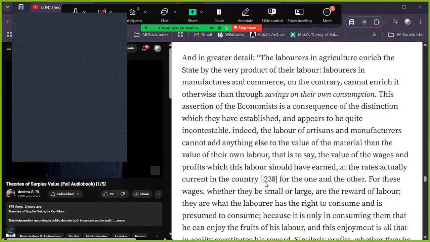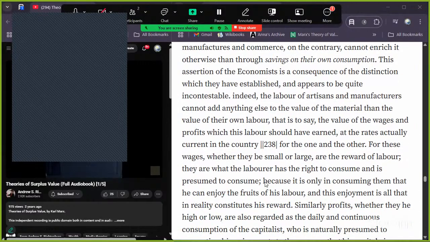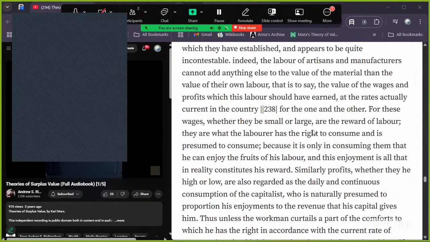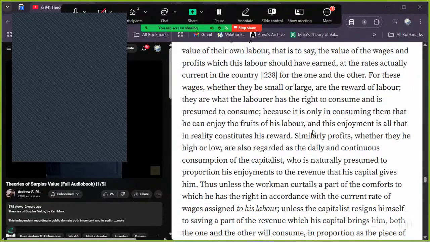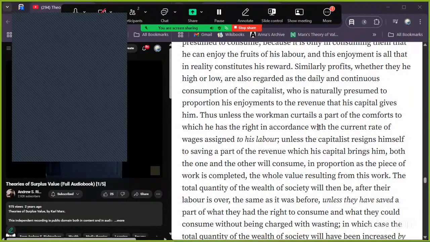This assertion of the economists is a consequence of the distinction which they have established and appears to be quite incontestable. Indeed, the labor of artisans and manufacturers cannot add anything else to the value of the material than the value of their own labor, that is to say, the value of the wages and profits which this labor should have earned at the rates actually current in the country for the one and the other. For these wages, whether they be small or large, are the reward of labor. They are what the laborer has the right to consume, and is presumed to consume, because it is only in consuming them that he can enjoy the fruits of his labor, and this enjoyment is all that in reality constitutes his reward.